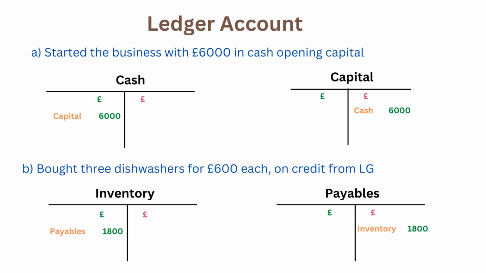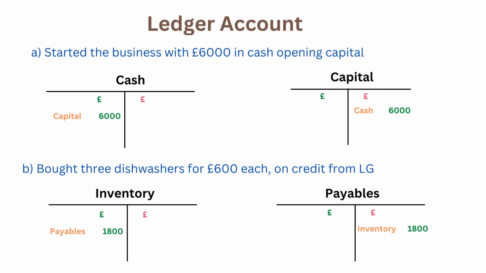So for the first transaction A, we have £6,000 in cash. It represents an asset of the business. This is therefore a debit in the cash account. On the other hand, the business has a liability because it owes the owner. So this liability will be a credit in the capital account.